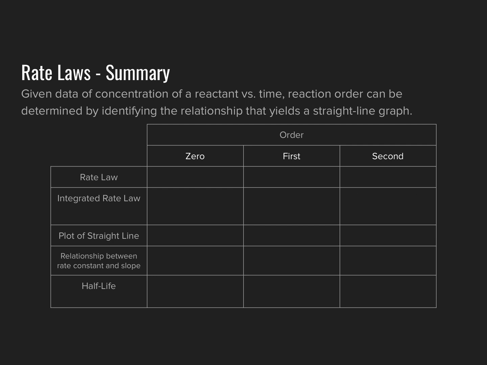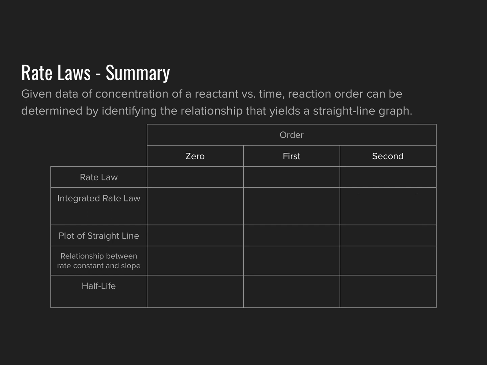All right, what we have on this slide here is a summary of the information we've provided you on the previous slides here, so you have one handy place to kind of refer back to as you start working some example problems. The key idea is that if we have information about the concentration of a reactant versus time, we can determine the reaction order by a variety of different ways, one of which is the relationship of our graph that yields a straight line relationship. So have a look here for me first of all.